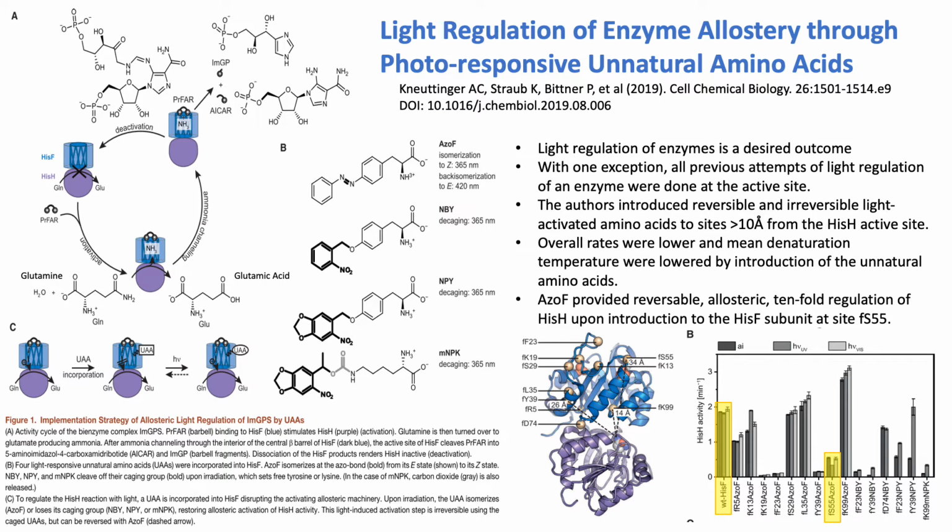Hi, I'm going to talk today about light regulation of enzyme allostery through photoresponsive unnatural amino acids. Specifically, the investigators of this 2019 paper regulated an enzyme through light exposure of different unnatural amino acids. The unnatural amino acids are shown in Figure 1b, and this IMGPF protein, as you can see in Figure 1a, converts glutamine to glutamic acid and uses the freed ammonia to conduct other reactions at a separate active site.